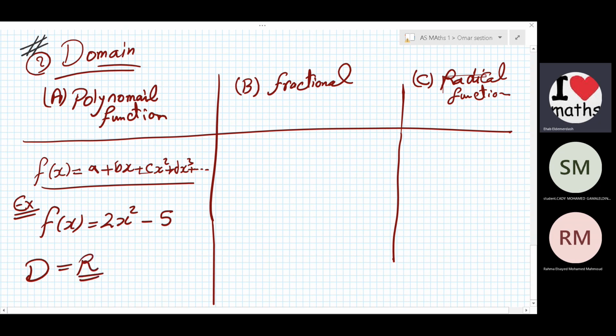What does this mean? I can replace x by any value. No value will make a problem. If I put x equal to 1, x equal to 2, x equal to 5, x equal to negative 10, 0, any value replaced into x will not make a change. So the domain will stay as R. It will not change.